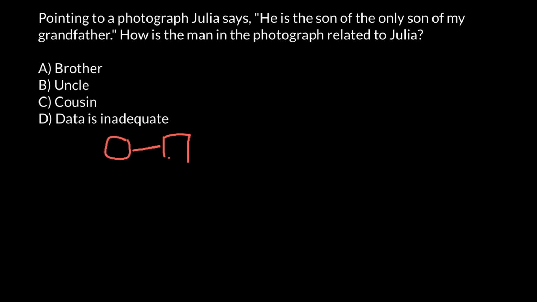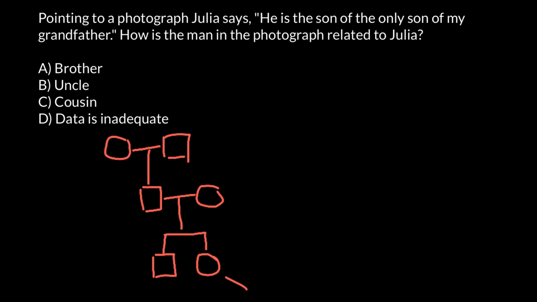Again, today we are going to have not a single variant, but multiple variants are possible. So here is the first variant. This is going to be Julia, and Julia is pointing at this person. Now let's check what she is saying. He is the son of the only son of my grandfather. So in this case, this person would be her brother.